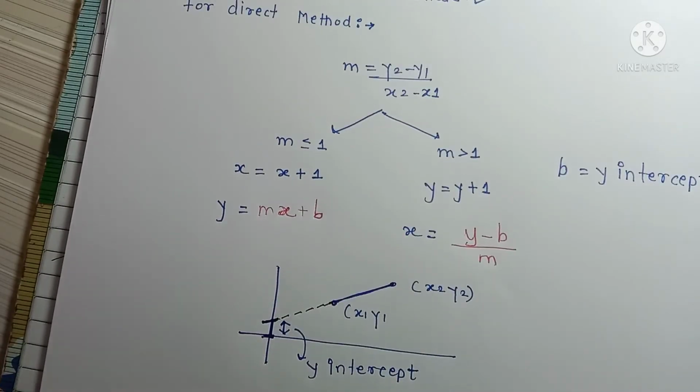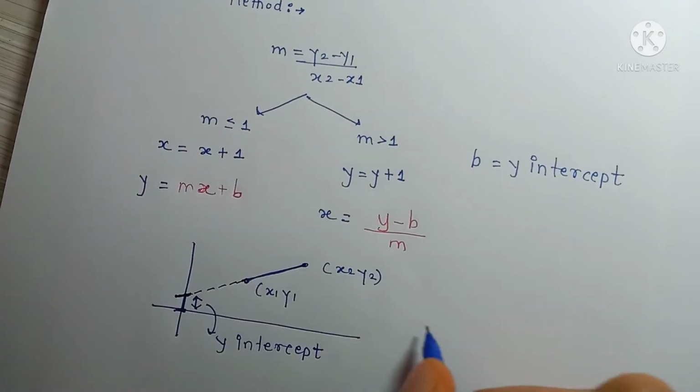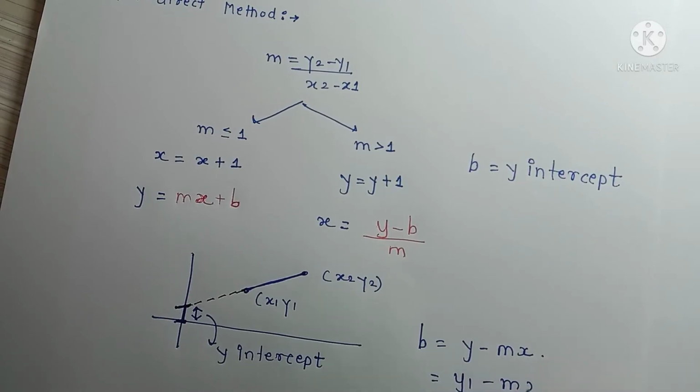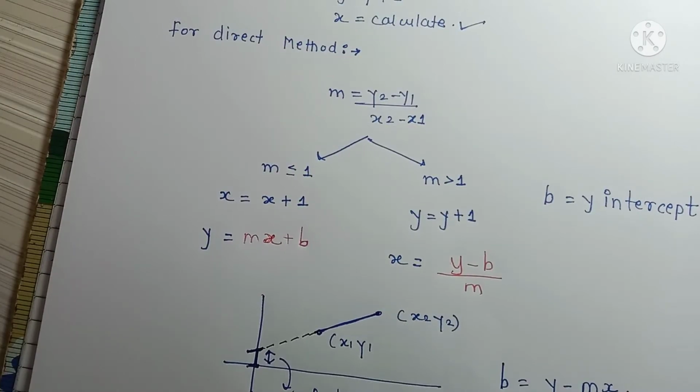Okay, so this is how you will get the answer. Now how to calculate b, the y-intercept? b is equal to y minus mx, that is y1 minus m x1. So that's it. This is how by direct method you can draw a line. Now let's see an example.